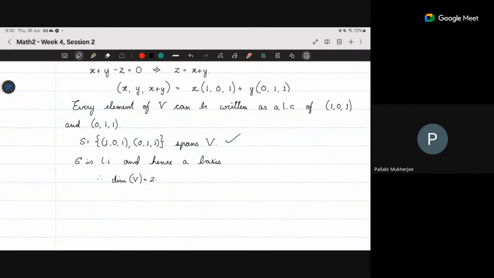Can you write any of the elements as a linear combination of any others? Which in this case just means, can you write one element as a multiple of the other? No. So this is a linearly independent set. This is also a spanning set, which means it's a basis, which means the dimension is 2.